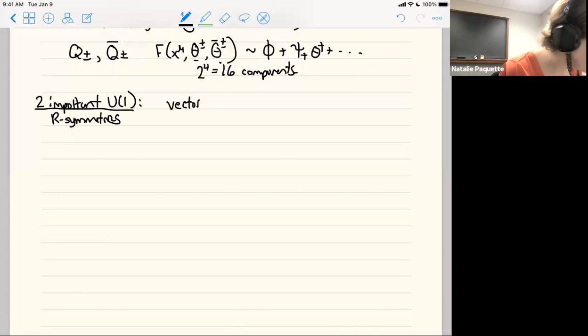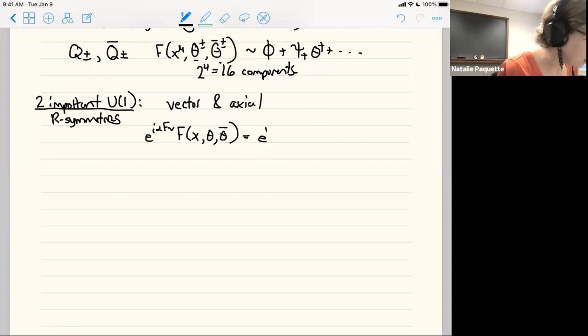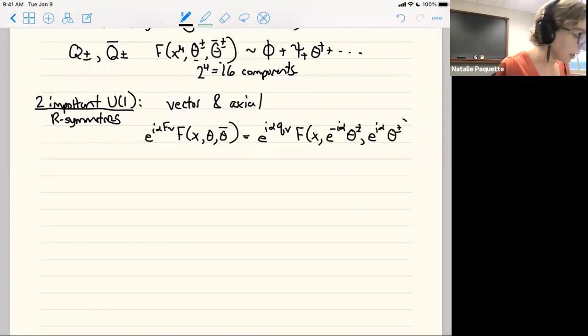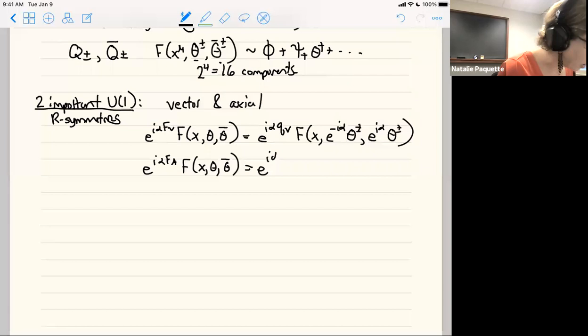So in terms of the supermultiplets, the vector symmetry will act on a superfield of charge QV like so. It doesn't touch the bosonic coordinates, but it does rotate the Grassmann coordinates. And an axial symmetry will act on a charge QA superfield like so.